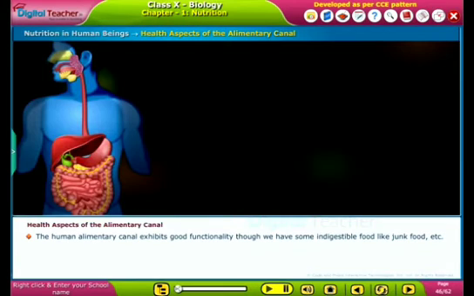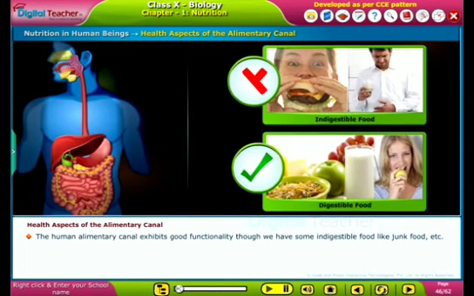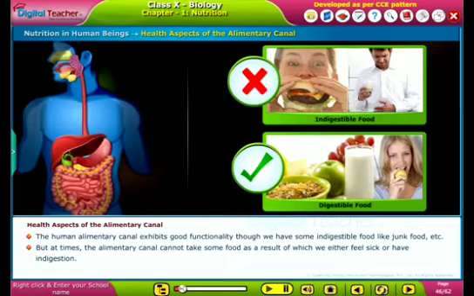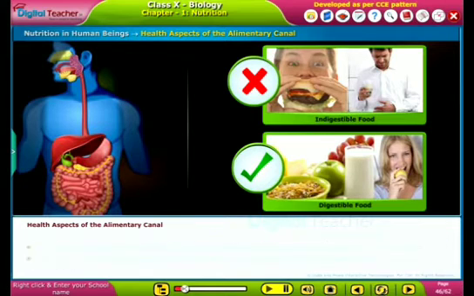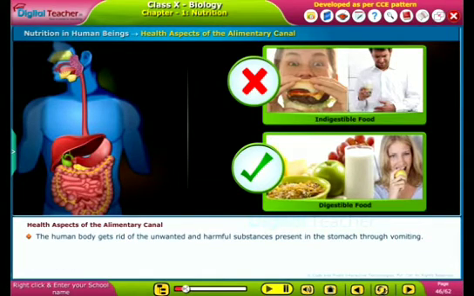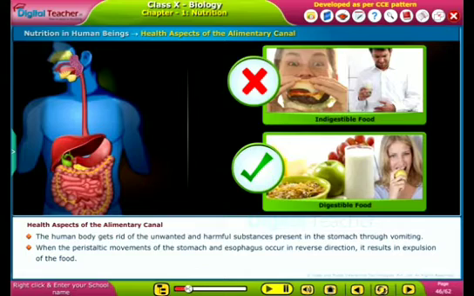The human alimentary canal exhibits good functionality, though we have some indigestible food like junk food, etc. But at times, the alimentary canal cannot take some food, as a result of which we either feel sick or have indigestion. The human body gets rid of the unwanted and harmful substances present in the stomach through vomiting. When the peristaltic movements of the stomach and esophagus occur in reverse direction, it results in expulsion of the food.